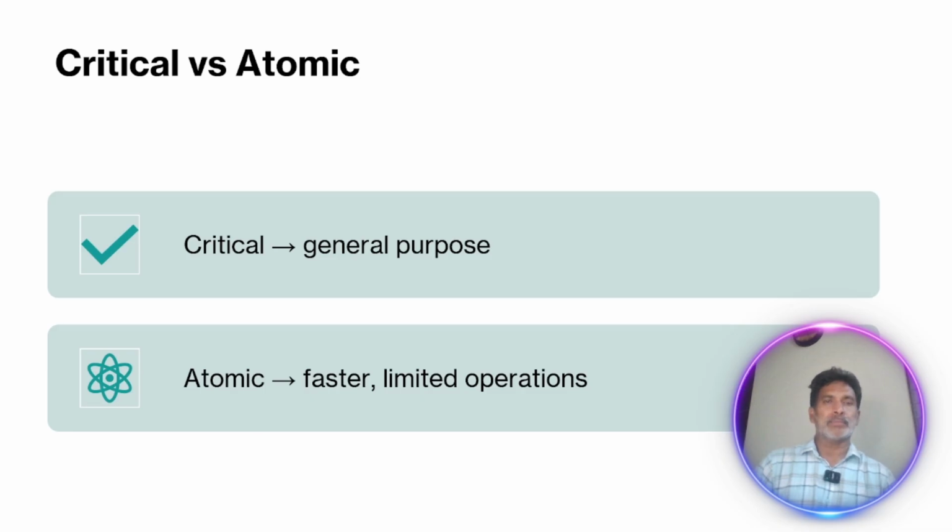So critical is more flexible but slower. Atomic is faster but supports limited operations.